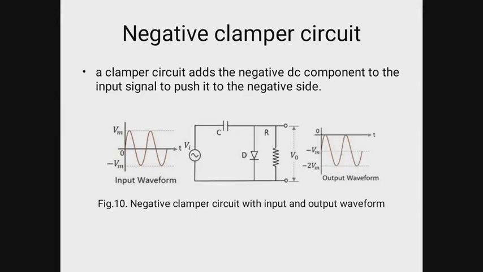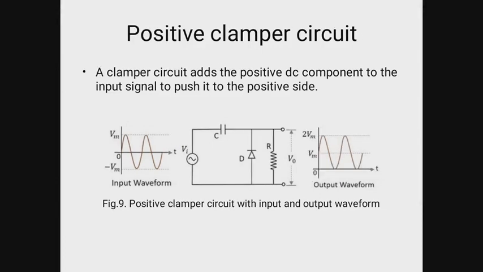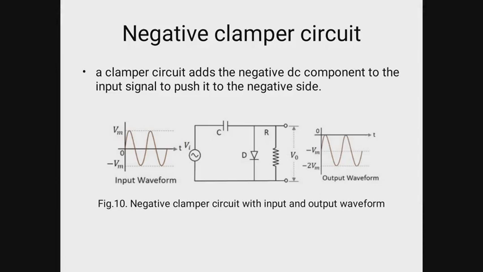The same phenomenon will happen in the negative clamper. Here the direction of the diode has just been changed. That means it will operate during the positive half cycle, and in the negative half cycle it will be in blocking state. So here in this case, V0 is equal to Vi minus Vm. That is why it will be shifted towards the minus line, up to the minus 2 Vm point. This is just the reverse of the positive clamper circuit. That is why it is called the negative clamper circuit.